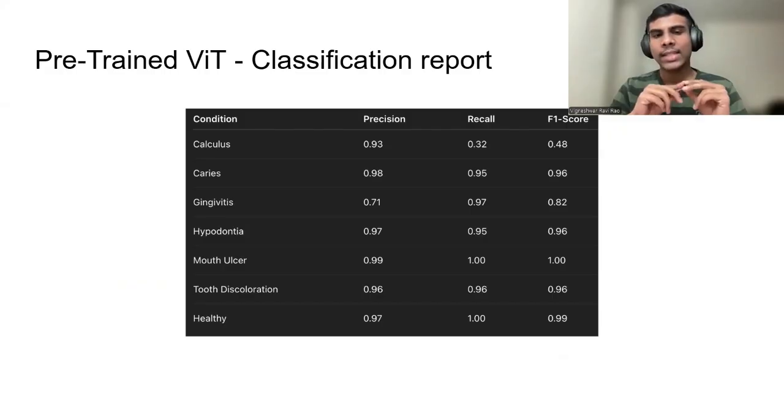And this is the classification report of our pre-trained vision transformer model. As you can see, the F1 score of calculus is far lower compared to the other classes. This is because, like I initially mentioned, calculus had some class imbalance compared to the other classes, which is why the F1 score of calculus is less compared to the others.